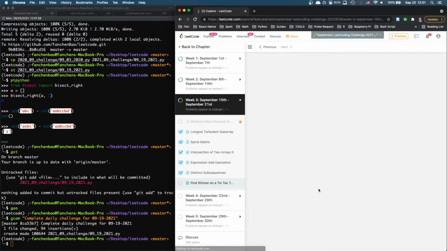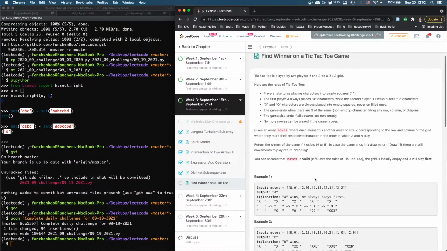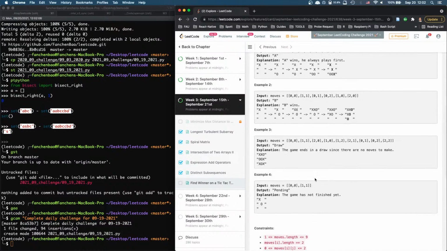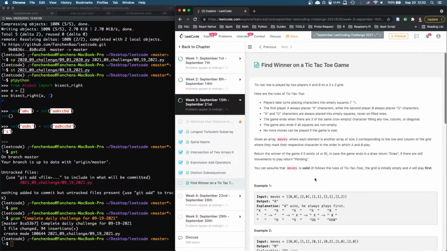Let's try to do it fast. Find winner on a tic-tac-toe. Oh, interesting question. Okay, so 2 players, 3x3 grid.